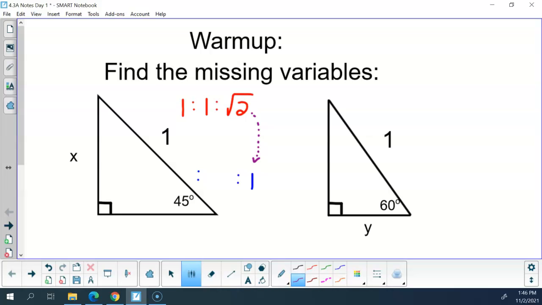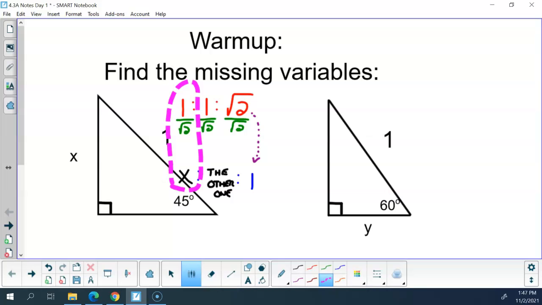How can I make the square root of 2 become 1? Divide everything by the square root of 2. So if I divide here by the square root of 2, then I've got to divide here by the square root of 2, then I've got to divide there by the square root of 2. And so then this would be X, what we wanted. This one would just be like the other side, and that would be 1. So that means that X then is 1 over the square root of 2.